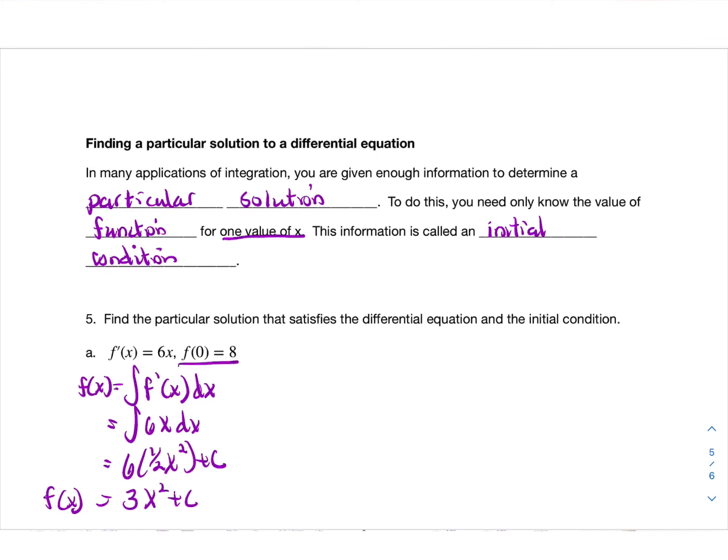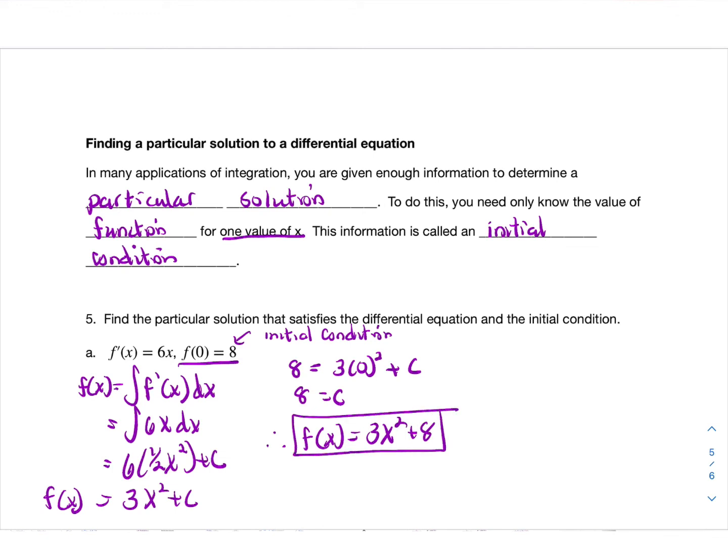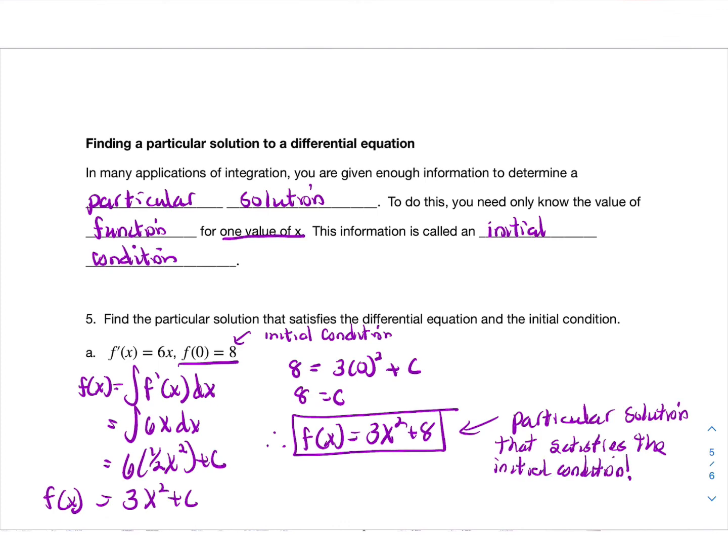Now I'm going to use my initial condition of f of 0 is equal to 8, by replacing the f of x with 8 and every x with 0 in my function equation. So we're going to go 8 is equal to 3 times 0 squared plus c, and then we're going to solve this equation for c. And we end up that c is equal to 8. So therefore, my original function, or the particular solution to this differential equation, would be 3x squared plus 8. Okay, I want you to try the next example.